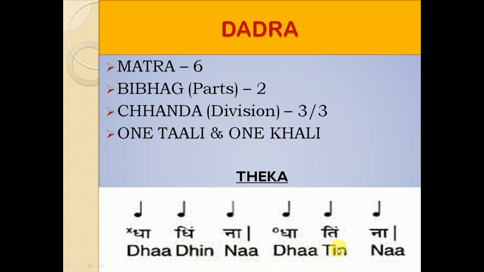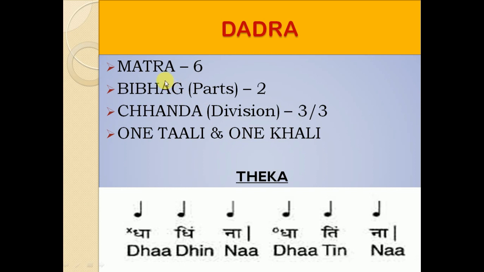dha, din, na. It is sometimes also written as dha, dhi, na, and na, ti, na. But here the Theka is a little different, but it is safe. You can also practice this. Now if you count here, you will find 1, 2, 3, 4, 5, 6. So how many matras? 6 matras.